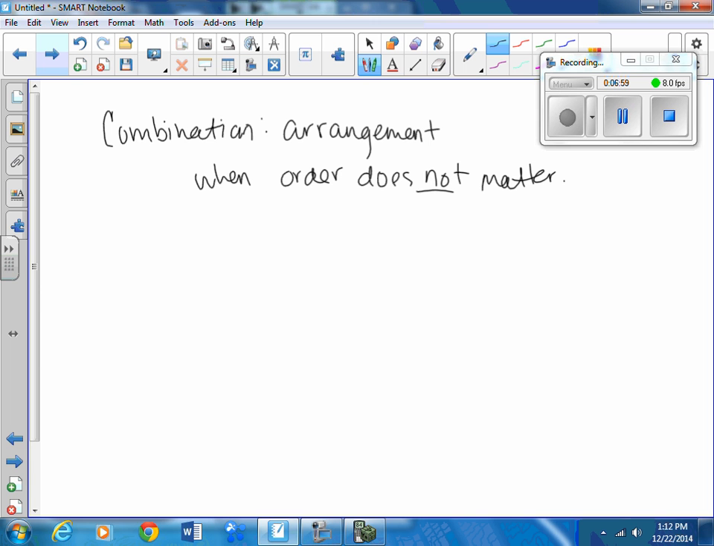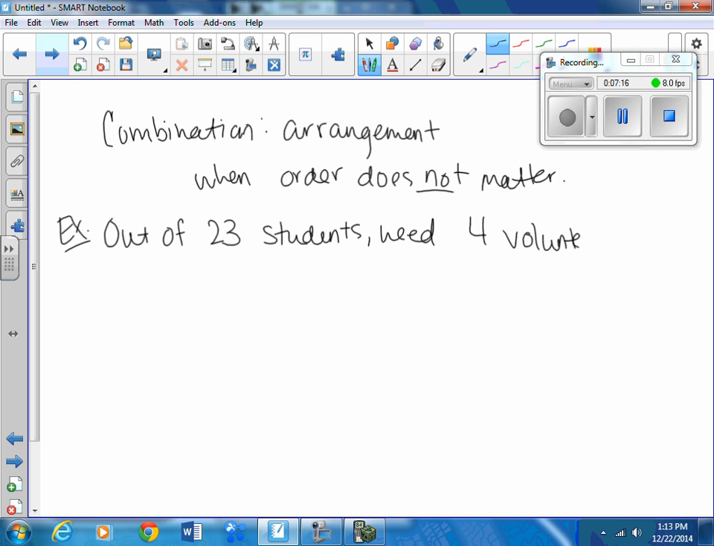Okay, and I'm going to do just one example, which is, let's say out of 23 students, I need to pick 4 volunteers. So order doesn't matter. It doesn't matter if you're my first volunteer or my last volunteer. Either way, you're my volunteer. Before we used P for permutation, here we're going to use C for combination. So we would write this as 23 choose 4. It goes the same way: this is my total number, and this is the number I'm using, or the number in my arrangement.